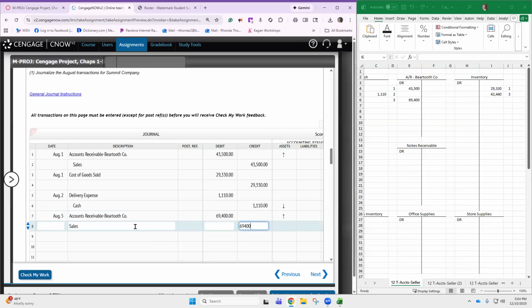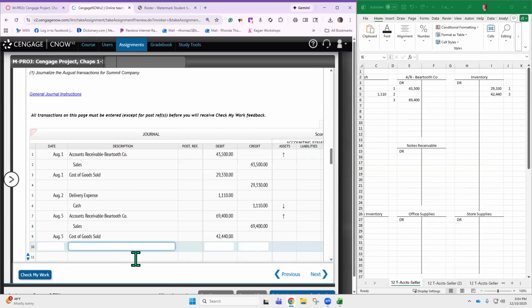Okay, let's put August 5th again. And this time, we're going to put cost of goods sold. Cost of goods sold, and it is $42,440, and then the offset or the credit goes to inventory. Because we're making inventory go down for the merchandise that we're selling to Beartooth.